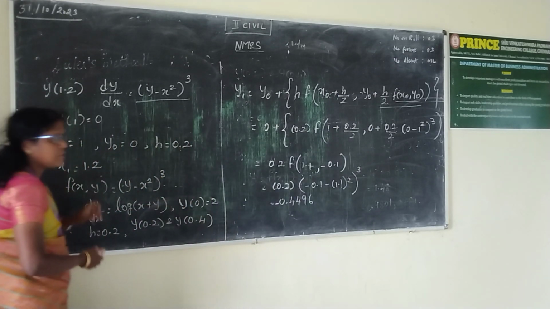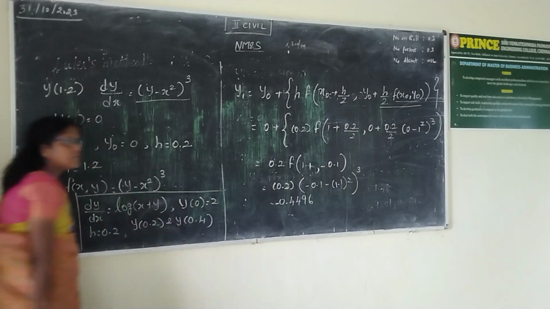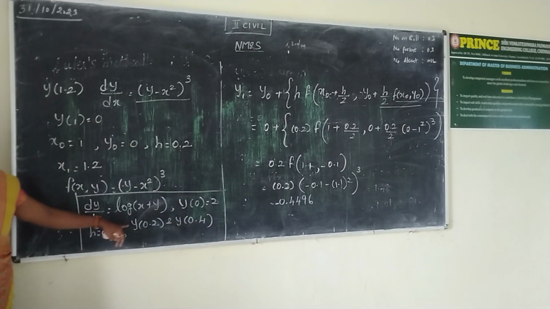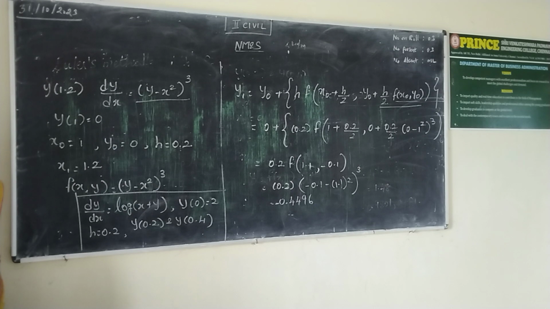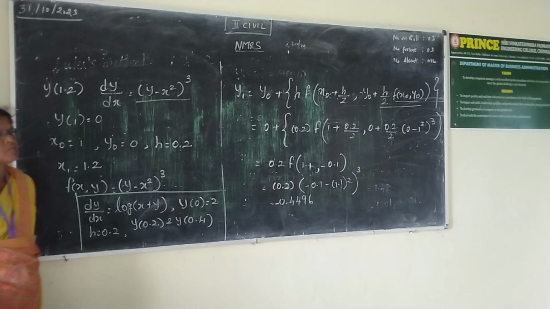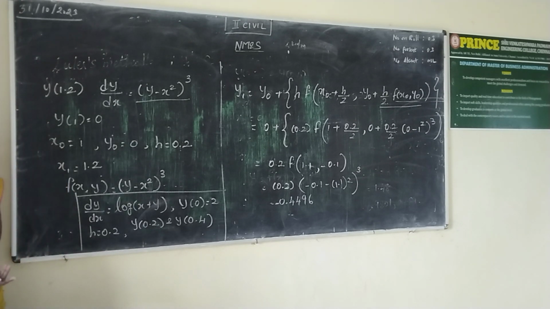Note down your problem. dy by dx equal to log of x plus y, comma, y of 0 equal to 2, h is equal to 0.2, find y of 0.2 and y of 0.4.